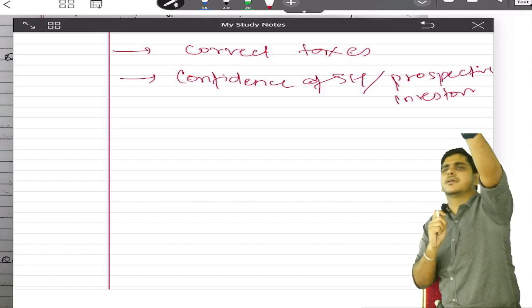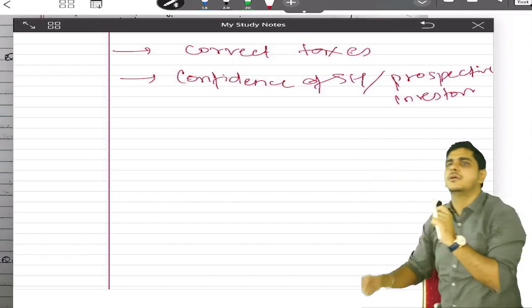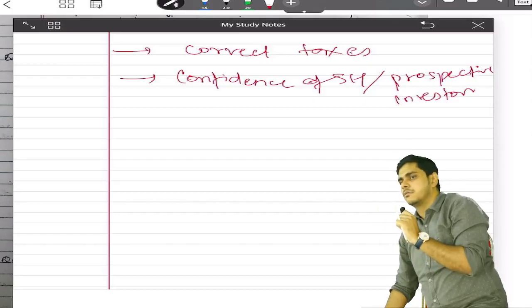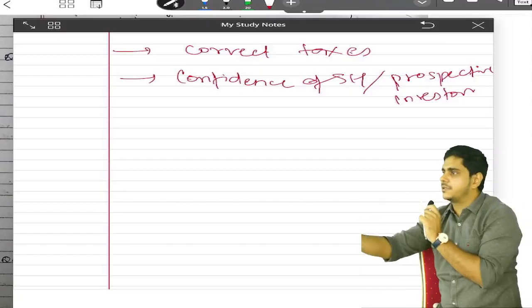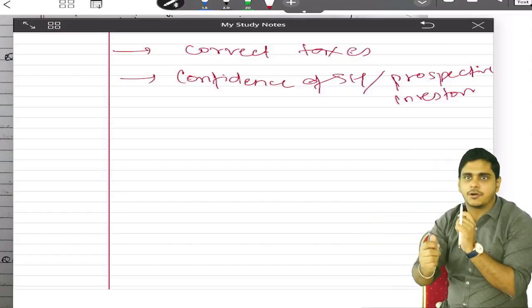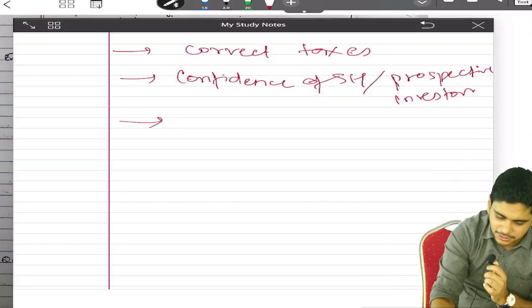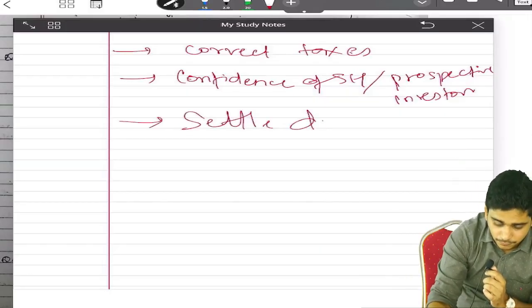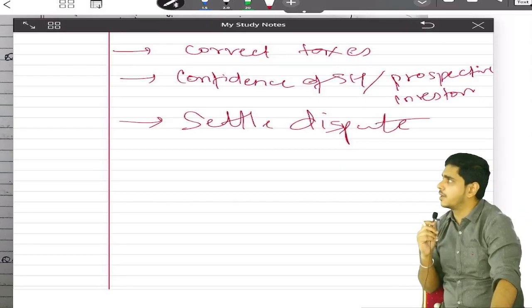Yeah, to settle any dispute. Can you give me an example? Very good. Like see, in a company there could be a dispute between the members and the directors with regards to dividend. There could be a dispute in a partnership firm with regards to profit. So we'll say to settle dispute. The answer is correct. 4-mark answer.